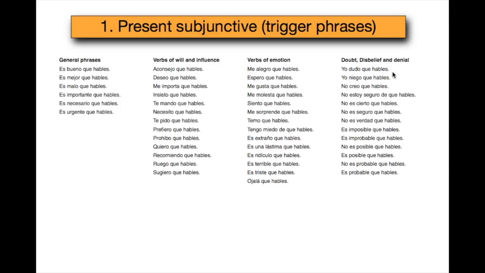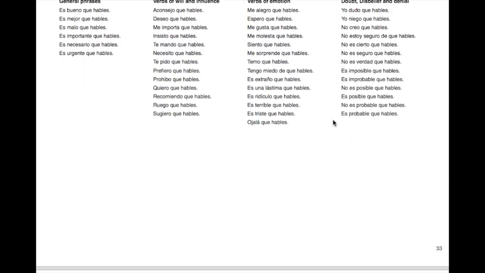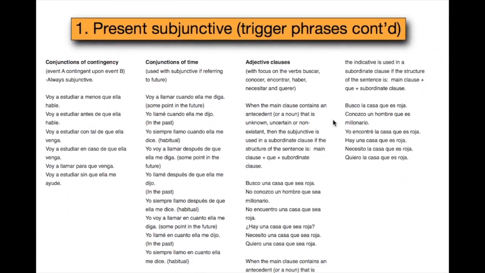Also, doubt, disbelief, and denial. I doubt that. I don't believe that. It's not true that. It's impossible that. It's improbable that. Or even when I say it's possible that, there's a certain level of doubt, disbelief, or even denial with these statements. And when these get used, those will also trigger the subjunctive mood, as it's called.